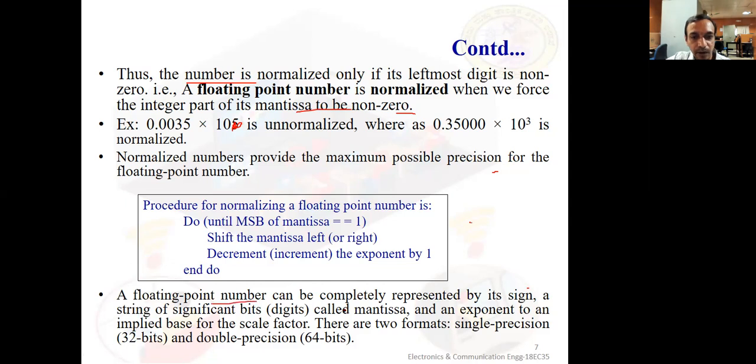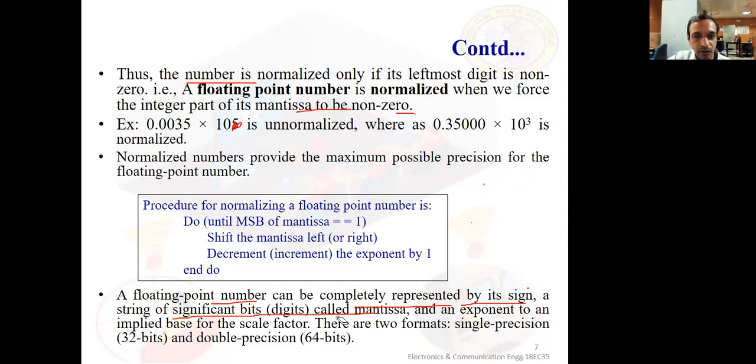So a floating point number can now be completely represented by its sign and a string of significant digits called the mantissa. Of course, when I take a minus sign, for example, electron charge is minus 1.6 times 10 to something. If I want to represent a floating point number with sign, I can take the sign, mantissa, and then exponent with the base. These are the 3 components of any floating point number, whether normalized or unnormalized, but we prefer the normalized representation because it gives more precision and I can represent with more accuracy.